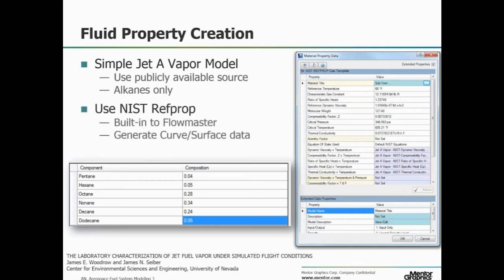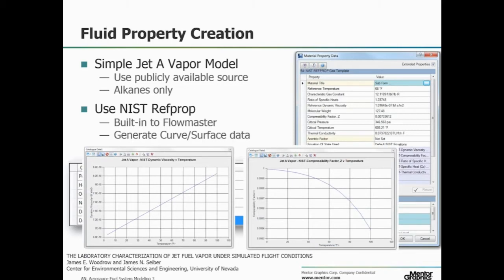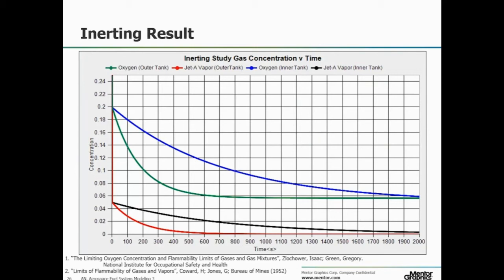We will then make use of Flowmaster's integration with NIST RefProp to quickly and easily create a custom vapor mixture based on fluid component and mole fraction. Flowmaster queries RefProp and generates curves and surface maps of essential fluid properties as functions of temperature and pressure to use throughout the analysis. After building the model and creating our custom fluids, we can then run a multi-fluid analysis. Once complete, we can plot results of concentration of our two combustible gases over time. The concentrations of oxygen and Jet A are relatively small compared to nitrogen, so we removed nitrogen from this chart.